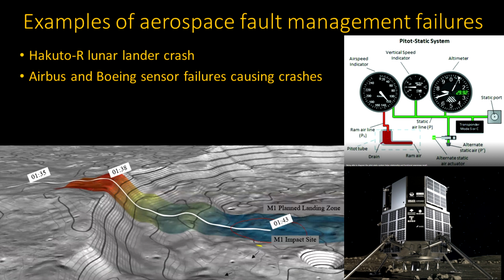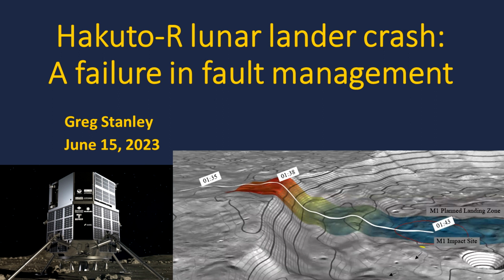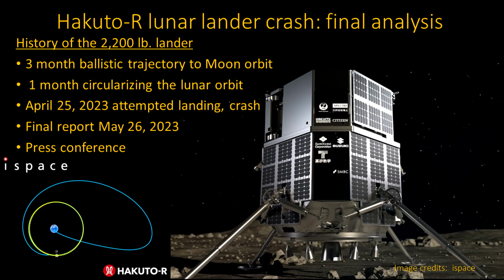Two in particular: the Hakuto-R lunar lander crash, and also some Airbus and Boeing sensor failures which led to crashes. These were associated with the airspeed and altimeter measurements, which are tied together. These are both reviewed in a different video, the one specifically examining the Hakuto-R lunar landing. This was a craft developed by the ispace Corporation in Japan, a private company that was landing on the moon. And unfortunately, it crashed. This was really a failure in the overall fault management process.